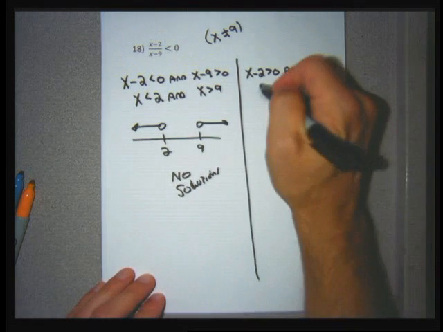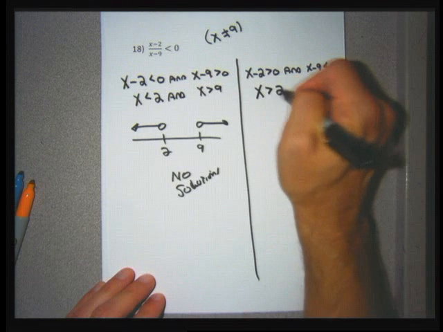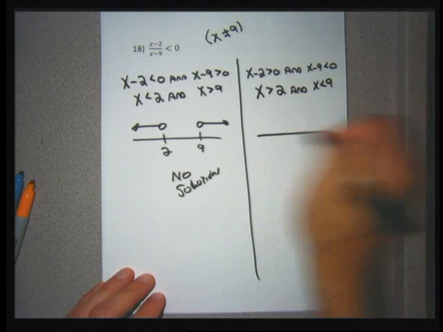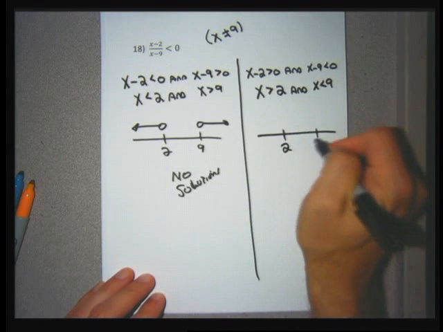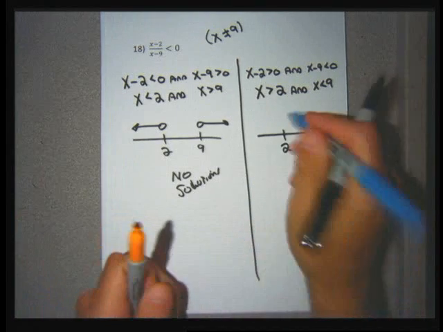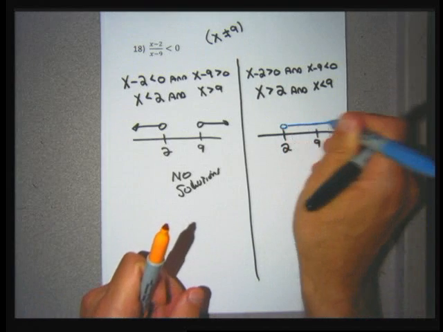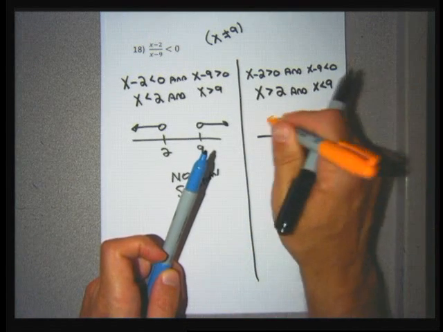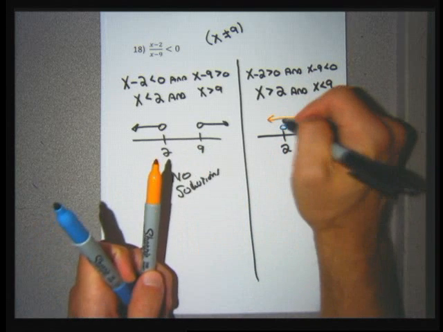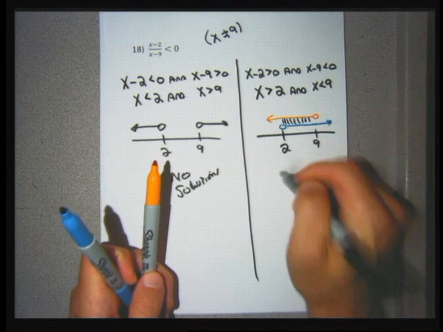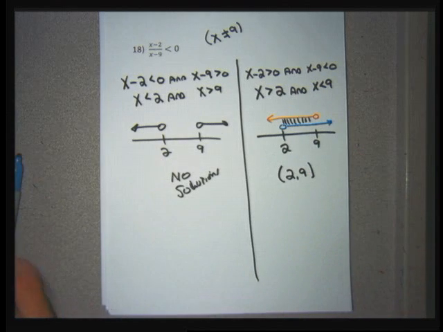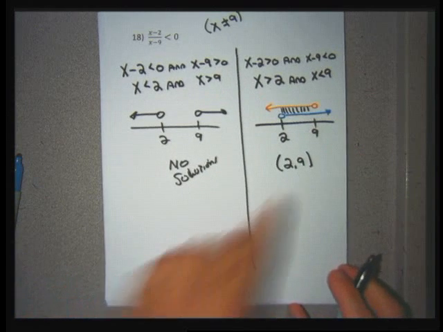Second scenario, I get x is greater than 2 and x is less than 9. Draw 2 and 9 on my number line. X greater than 2, open circle to the right of 2. X less than 9, open circle on 9 and go to the left. The overlapping region is between 2 and 9. That's this as an interval. Round brackets because we don't have the or equal to. This is the only answer.